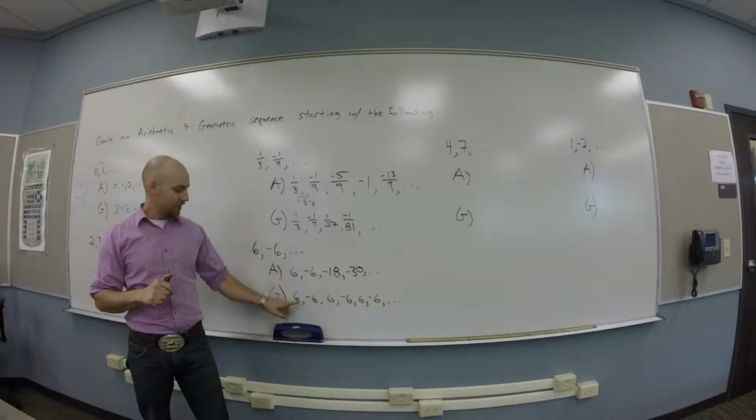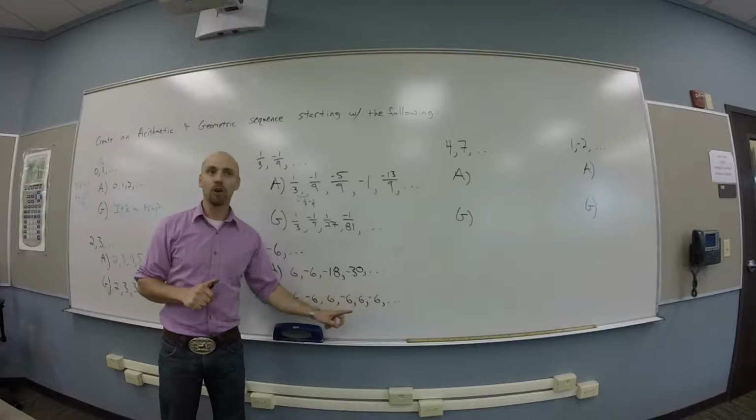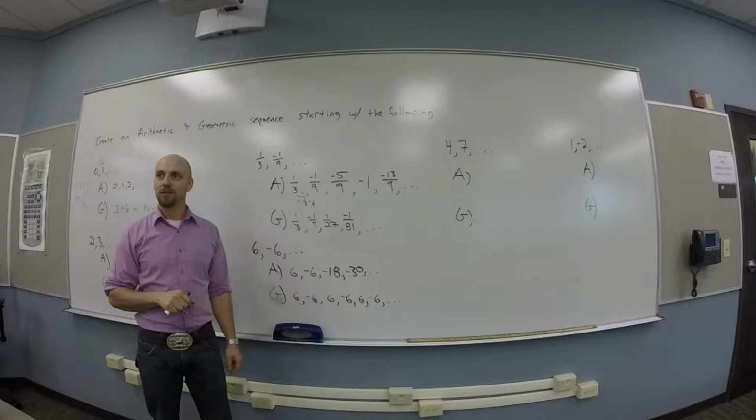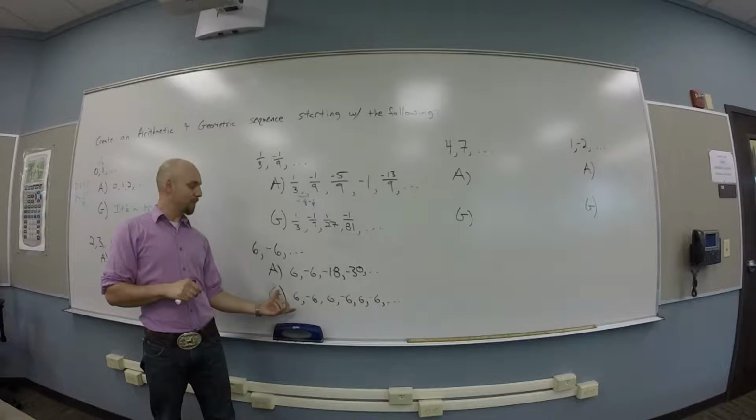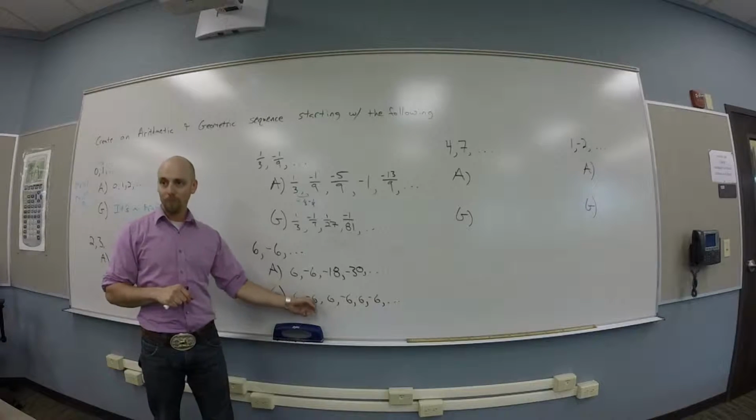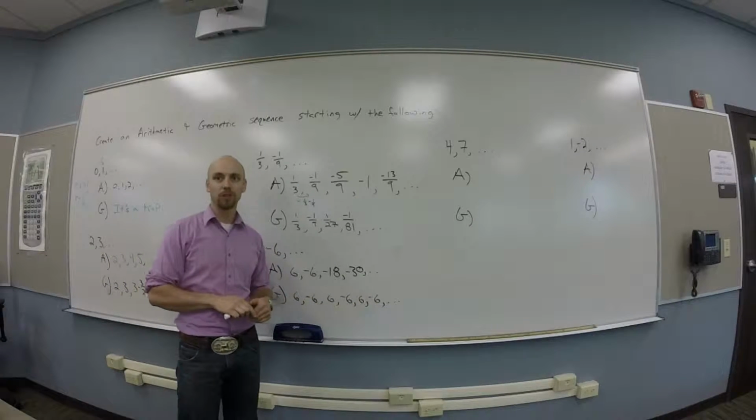This kind of alternating behavior is actually also important later. So maybe the best example of this is the 1, -1, 1, -1 geometric sequence.